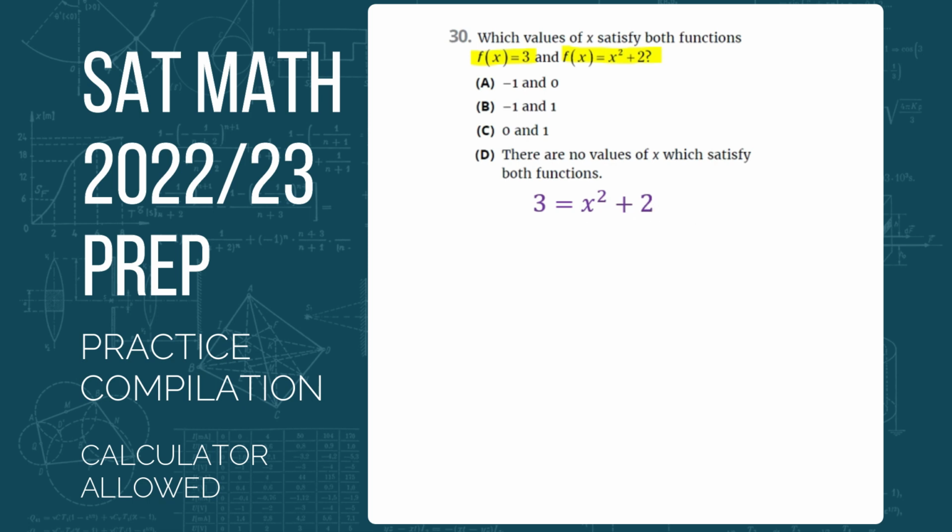So let's finish this. This makes x squared equal to 1. X will be equal to, taking the square root on both sides, plus or minus. X will be equal to plus or minus 1. So the answer would be B, negative or positive 1.